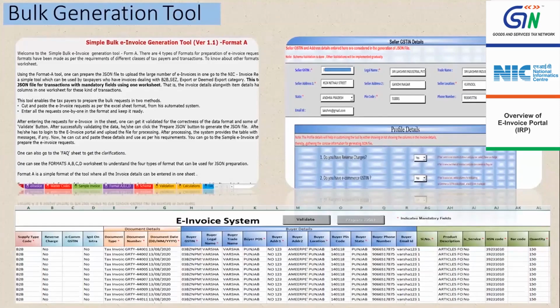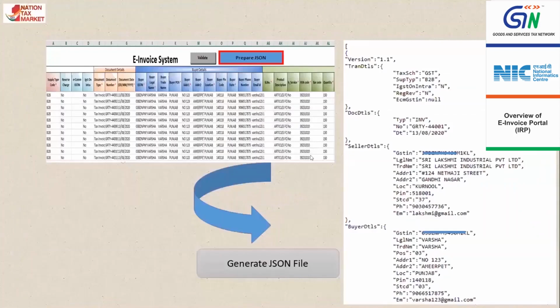In this tool you can see data being entered under all the columns. There is a validate button, with which the tool will validate for all the conditions, and if there is any error it will highlight it in the tool itself. The user can again correct and validate the tool. On successful validation, you can click on prepare JSON. This will generate a JSON file. Here you can see multiple invoices have been entered and a single JSON file has been created with all the details.